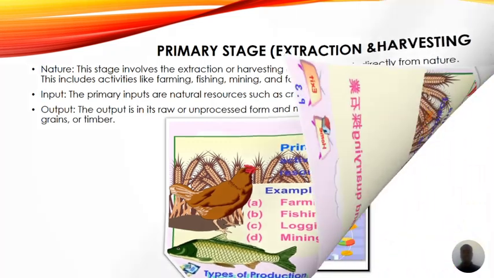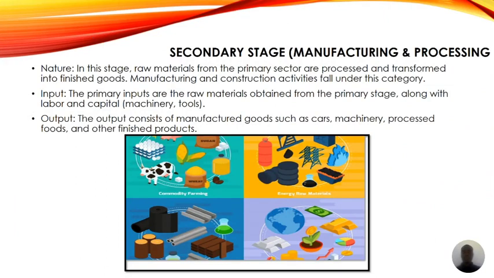Let's move on. So we have the secondary stage, known as manufacturing or processing. This is the second stage of production. In this stage, raw materials from the primary sector are processed and transformed into finished goods. So you're looking at the conversion process from those raw materials in primary production. They're now being processed and transformed into finished goods. Manufacturing and construction activities fall under this category because that's where the processing and transformation is taking place, so that we have finished products which are going to be ready for consumption.